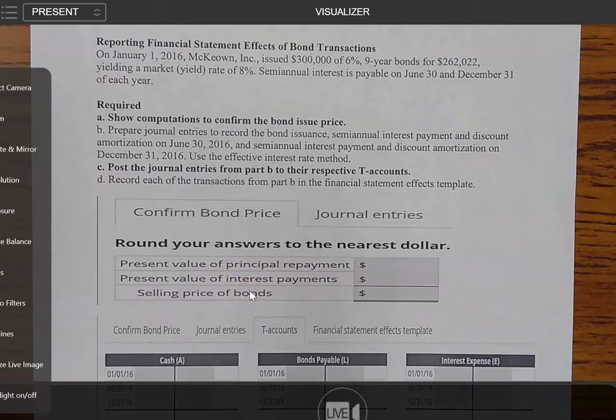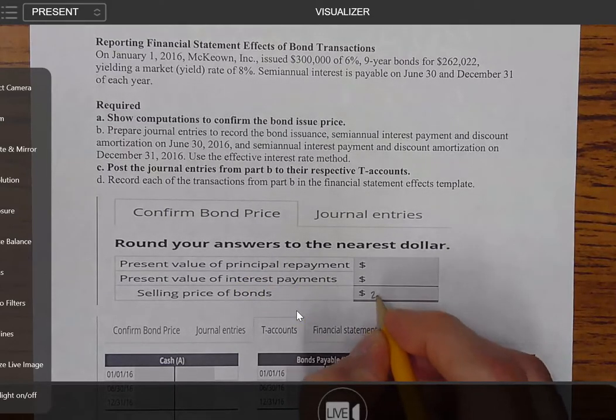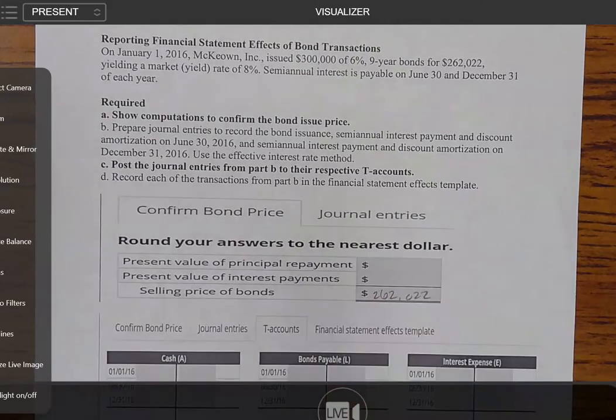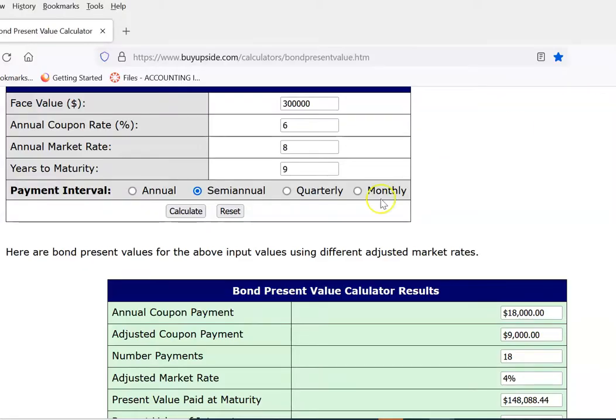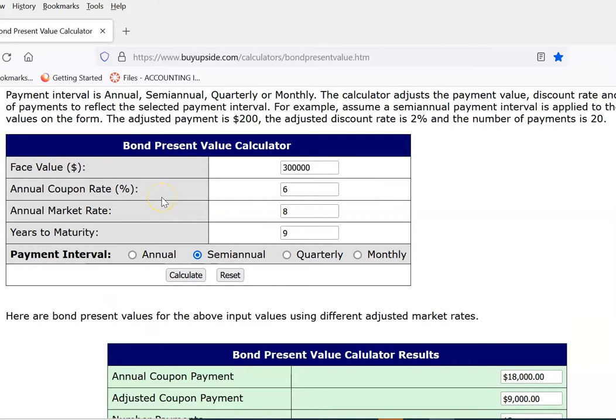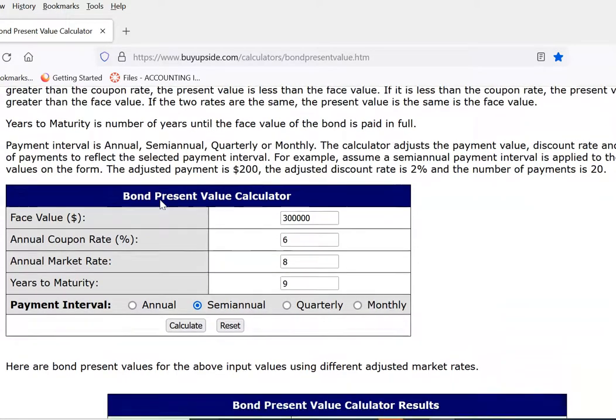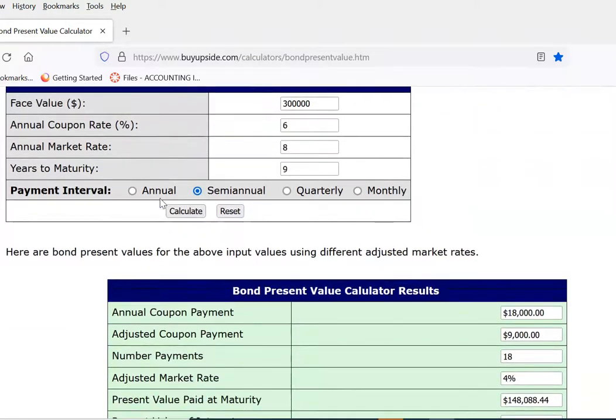And we already know the selling price of the bonds. It's $262,022. So while we do have that figure right here, and we got it from right here, we don't know what the breakdown is. So probably the best way, let me toggle over to the internet, and I've already put these numbers in. And I want to show you this whole thing. We did this, it's cutting off, well, no, I guess it's got everything, doesn't it?